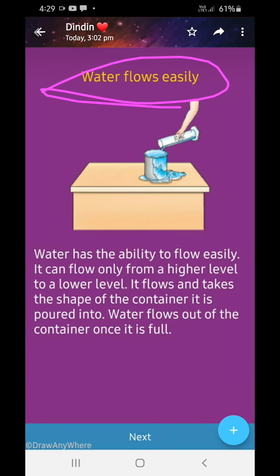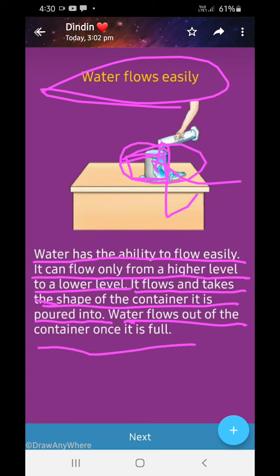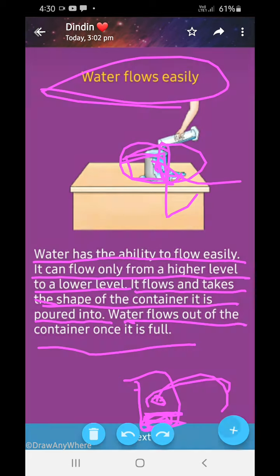Water has the ability to flow easily. It can only flow from a higher level to a lower level. It flows and takes the shape of the container it is poured into. The water flows out of the container once it's full, or if you have a crack in your bottle.